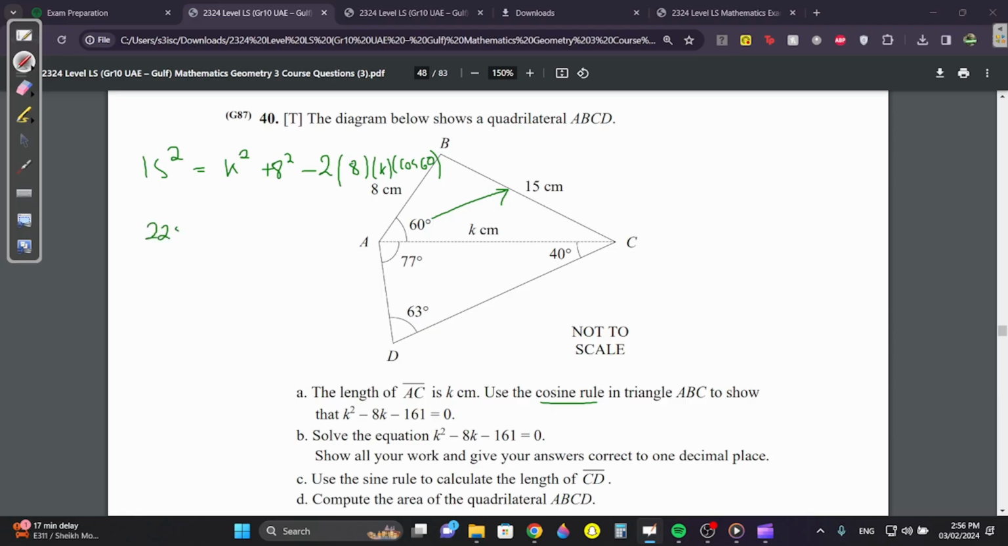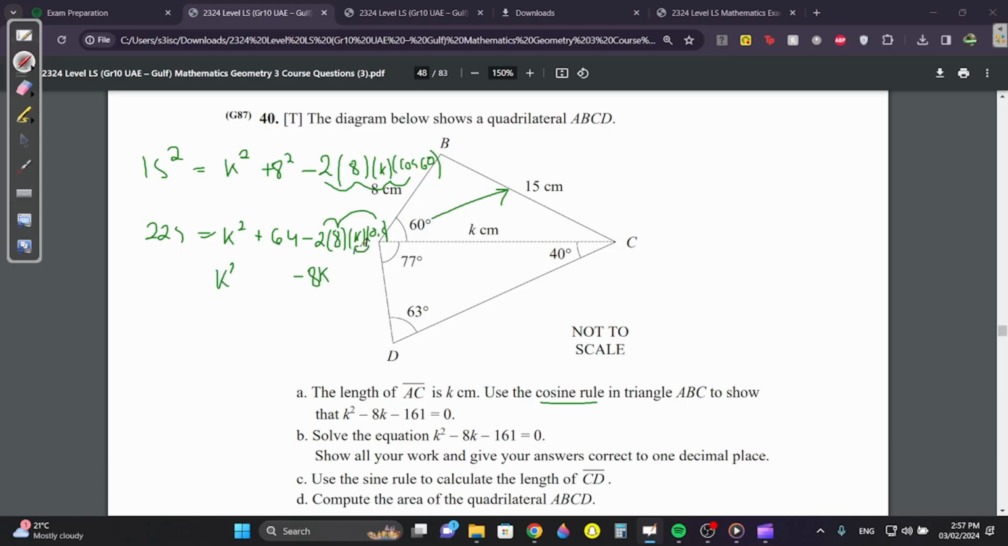Simplified, 15 squared is 225 equals k squared plus 8 squared, 64, minus 2 times 8 times k times cosine 60. What's cosine 60? It's 0.5. So it's minus 2 times 8 times k times 0.5. Simplify this, you get minus 8k, because 2 times 8 is 16, and 16 times 0.5 is 8, times k is minus 8k.